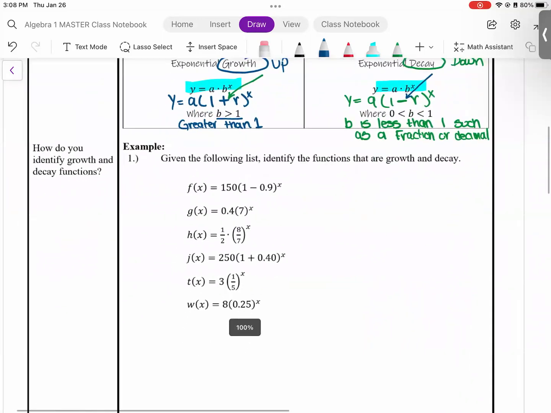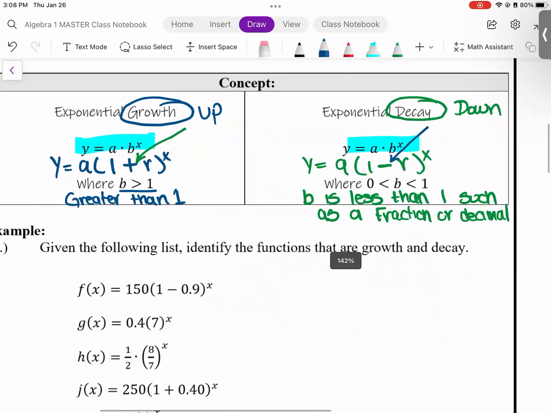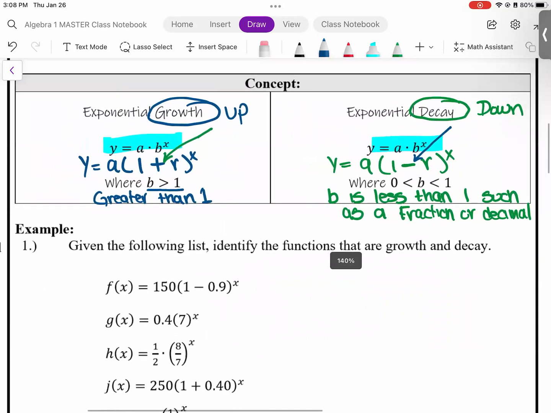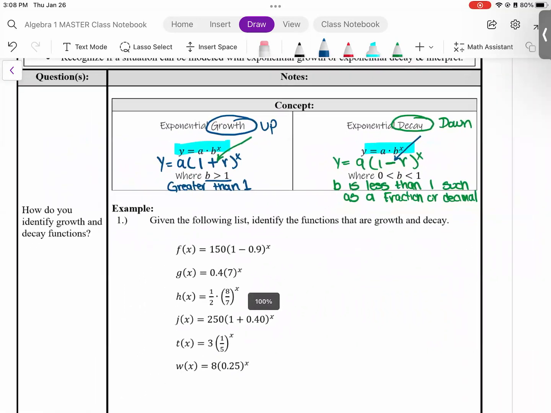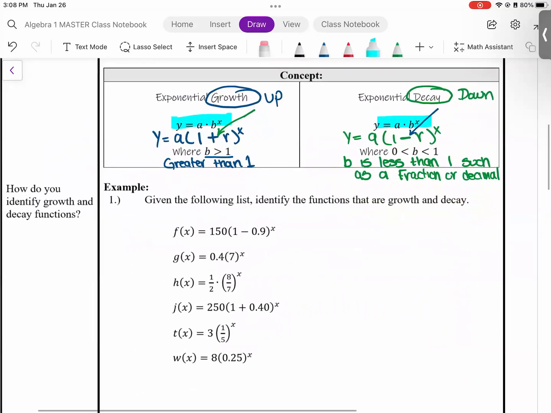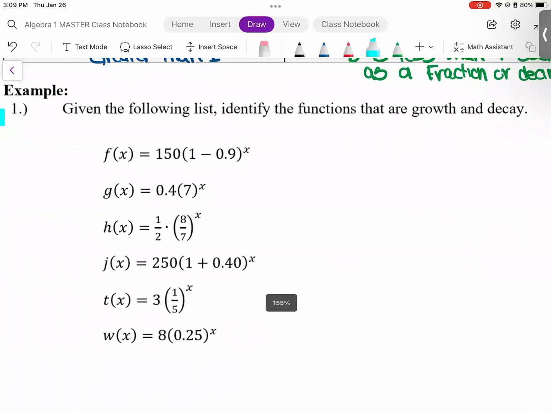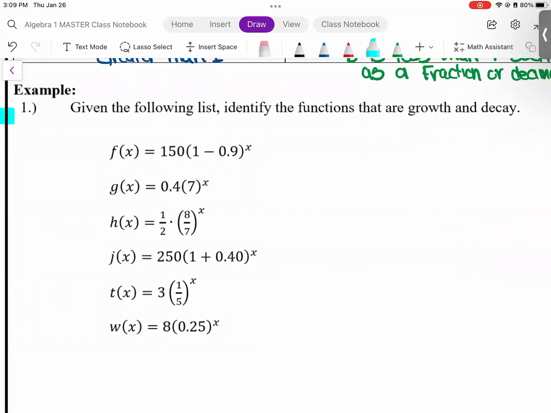So let's look at the example. And if you guys need to copy that down, make sure that you pause the video. So here's my essential question. How do you identify growth and decay functions? So in my example, I am given a list of functions, and my job is to identify if they're growth or decay.